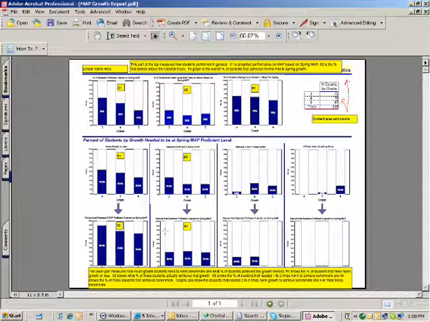Now it's time for you to check your data out and see how you think your school did this year.